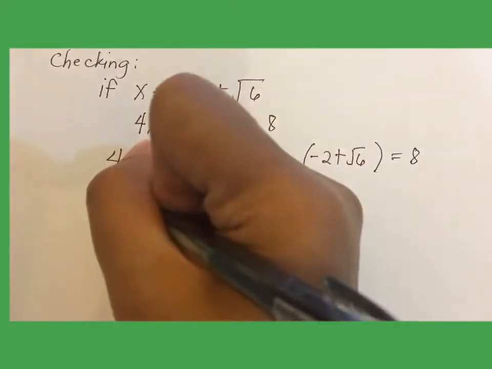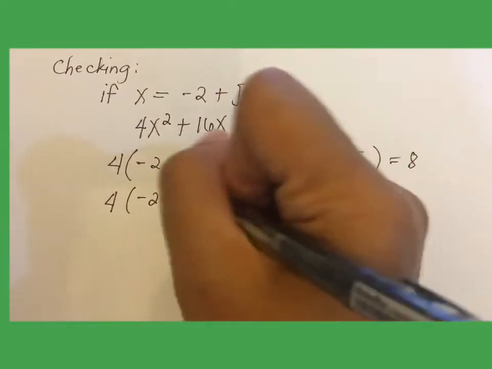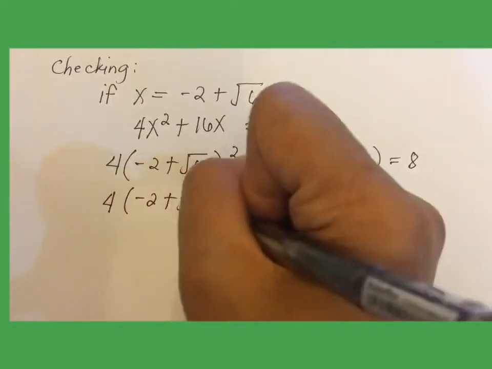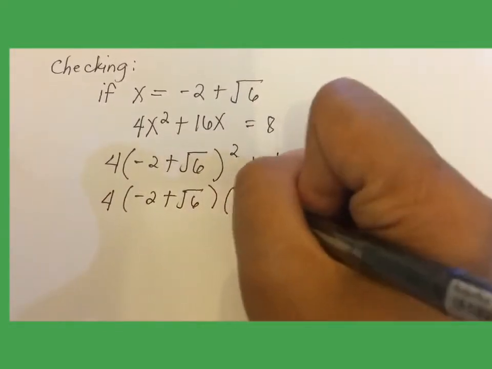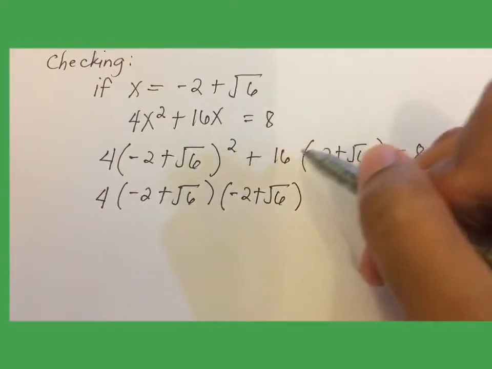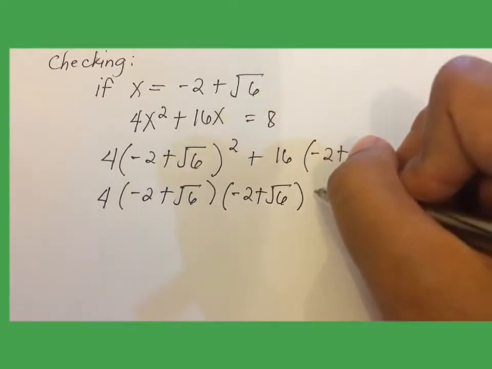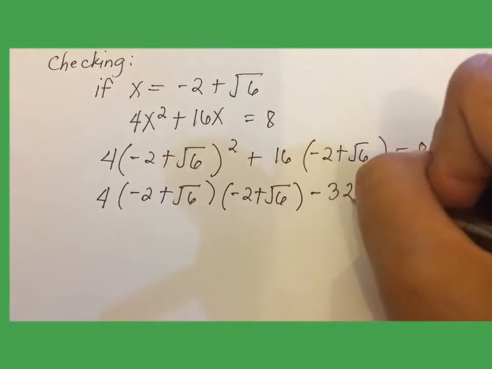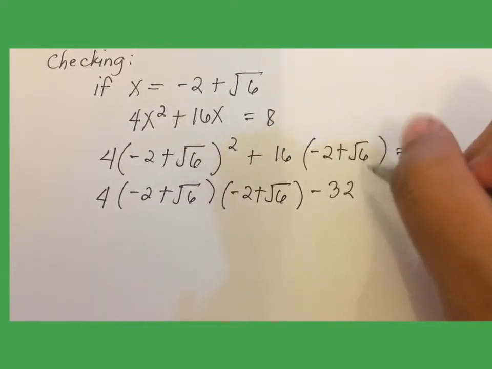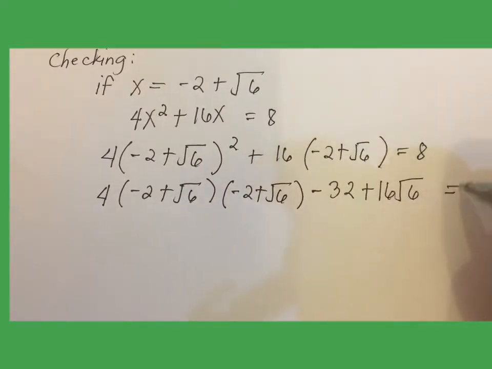Now, we're going to expand this one. Since this is a square of binomial, we're going to expand. But this, we can already apply the distributive property. 16 times negative 2, that's negative 32. Then 16 times 1, you have 16 square root of 6 equals 8.